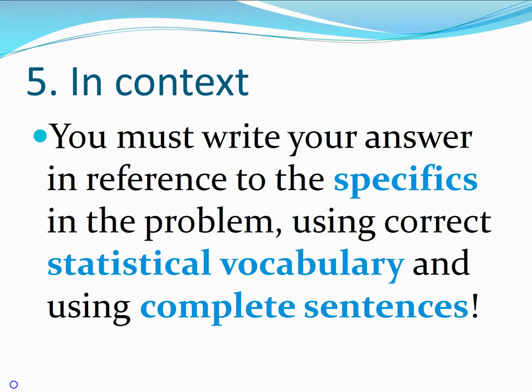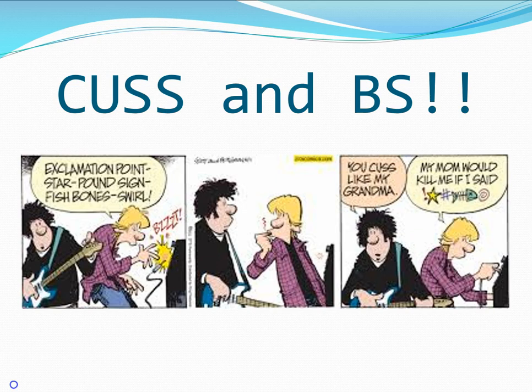Now, here's a nice little phrase that'll help you remember it. CUSS and BS. Whenever I ask you to describe a distribution, I'm giving you permission to CUSS and BS. CUSS is center, unusual occurrences, shape, and spread. That's what it stands for. BS, be specific. So when you're talking about distributions, CUSS and BS: center, shape, spread, anything unusual, and be specific.